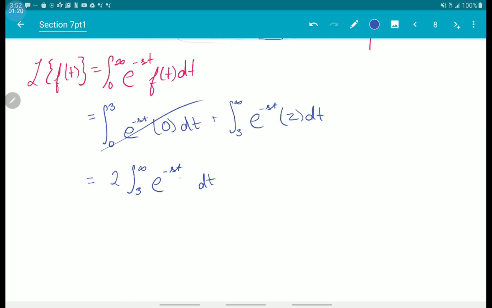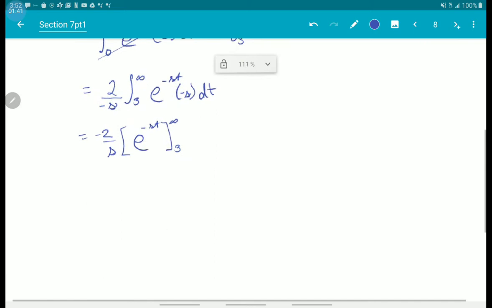So to integrate this, we would do a u substitution. We need a negative s here, so we can compensate with a negative 1 over s out here. And when we integrate e to the u, we're going to get e to the u. And we are evaluating from 3 to infinity.